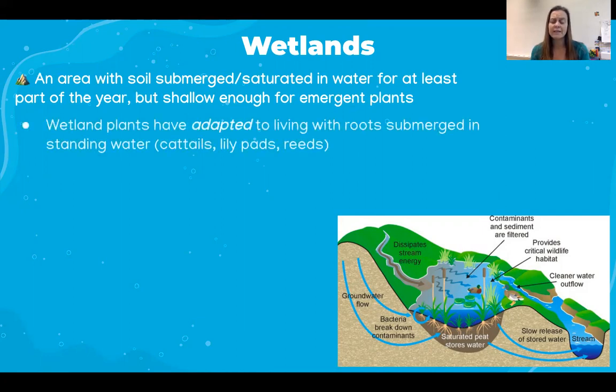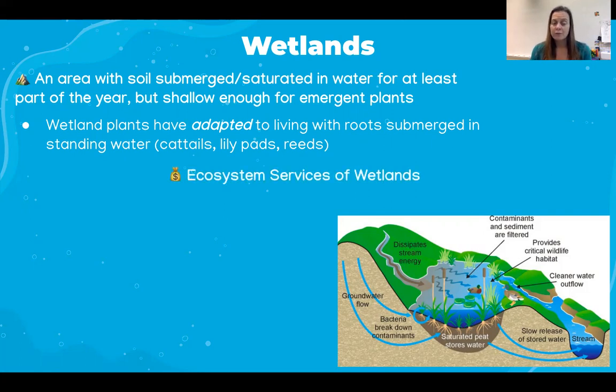So wetland plants are adapted to living with their roots submerged in standing water. Most plants don't like to have their roots in standing water because of the lack of oxygen, but cattails and lily pads and reeds have all adapted to living with their roots submerged in standing water. In our area, we frequently see bald cypress. Bald cypress is another plant that is adapted to living in the wetlands.